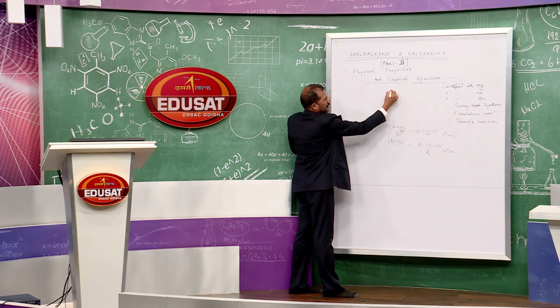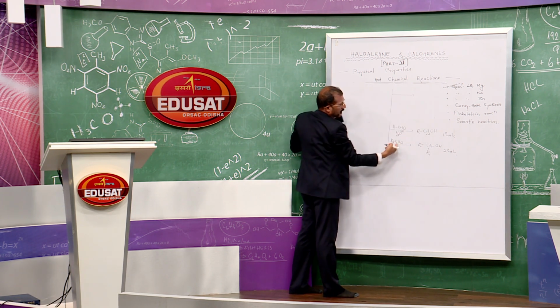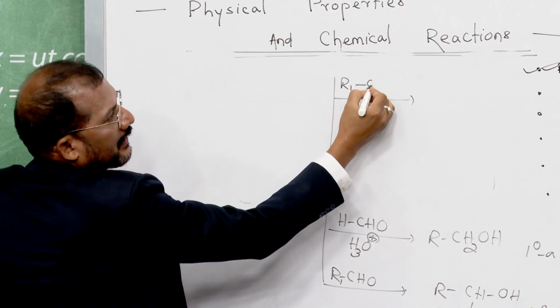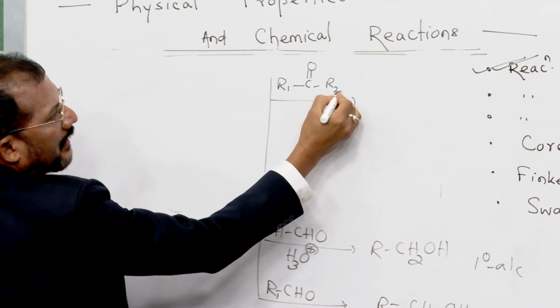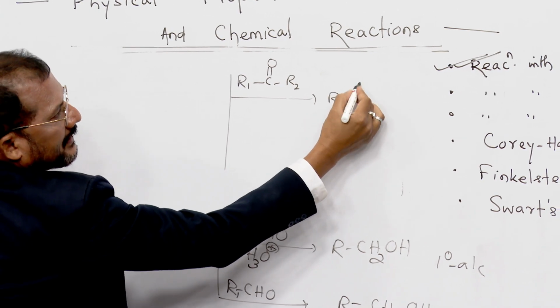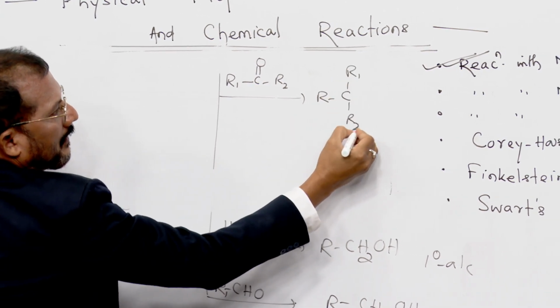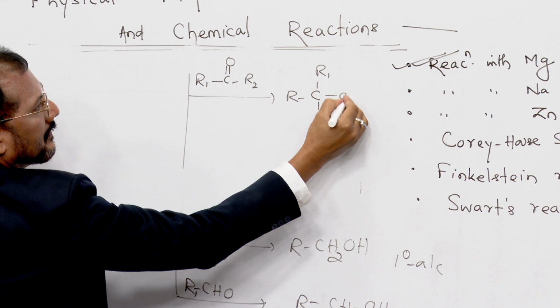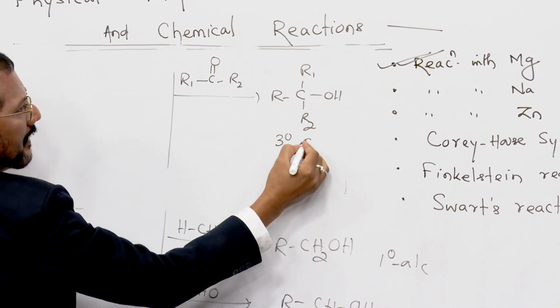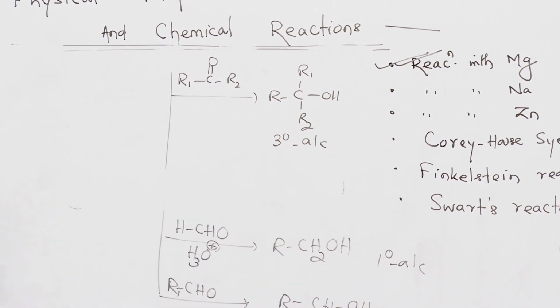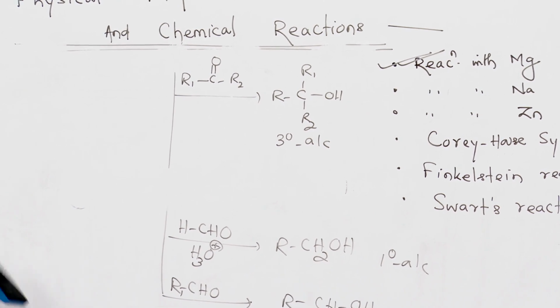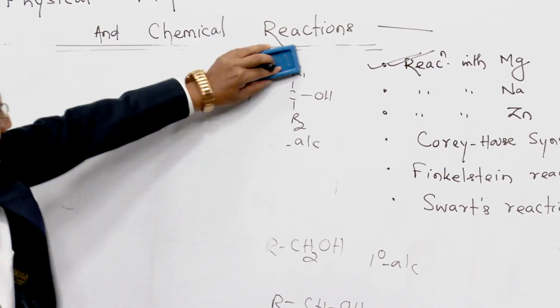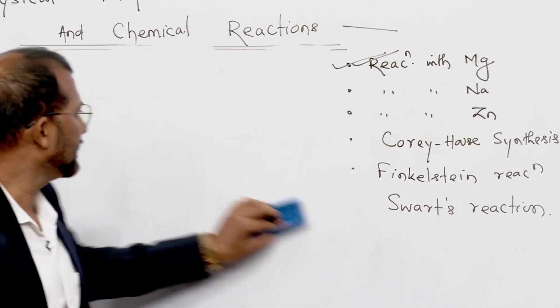Continuing, when Grignard's reagent reacts with a ketone R1 C R2, it produces R C R1 R2 OH, which is a tertiary alcohol. So, this is the magic of Grignard's reagent. Now, let me solve an exercise basing upon this.